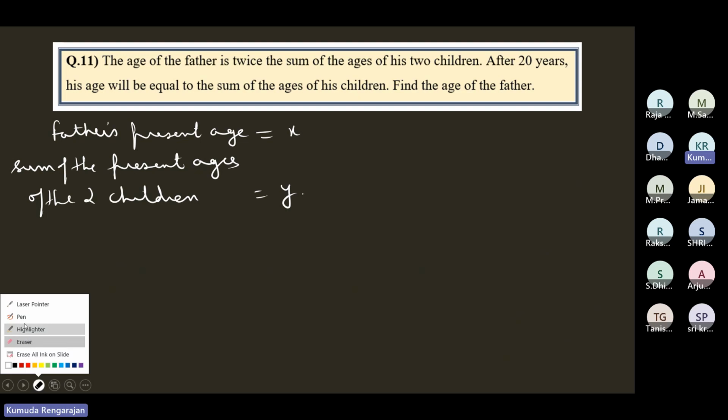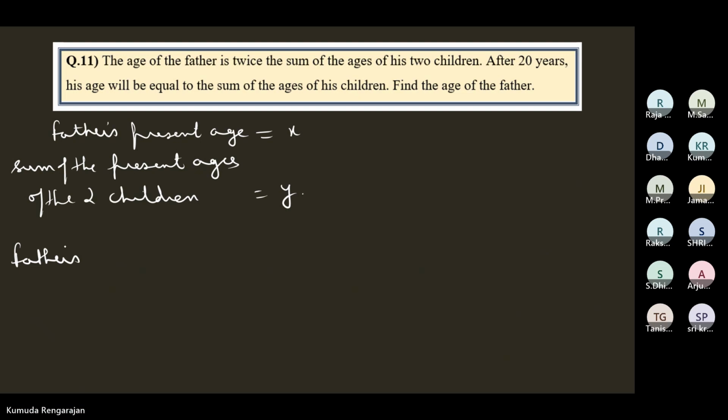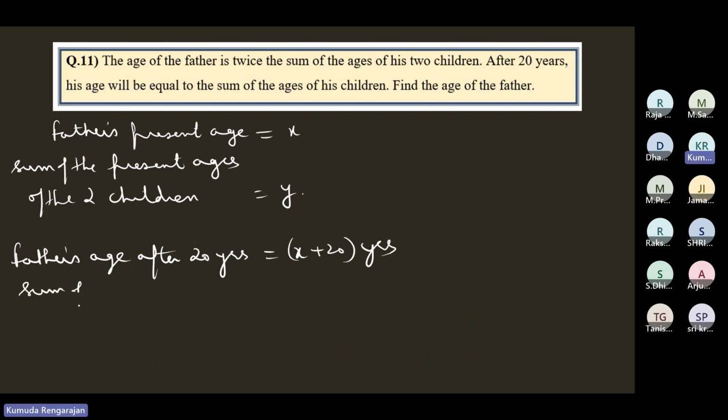The sum of the, see here, father's age after 20 years. Father's age after 20 years will be x plus 20. X plus 20 years. Sum of the ages of the 2 children after 20 years.